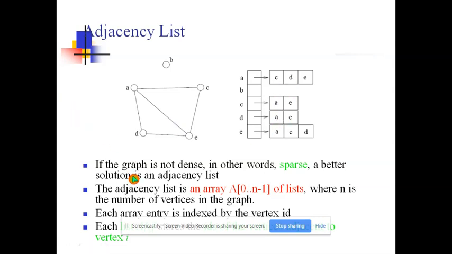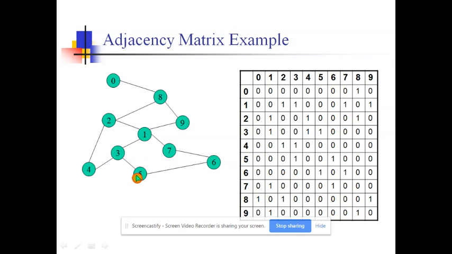There are some properties of the adjacency list. Here we are taking one example, and this is the corresponding adjacency matrix.